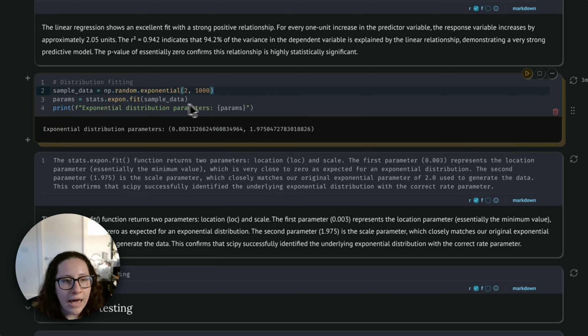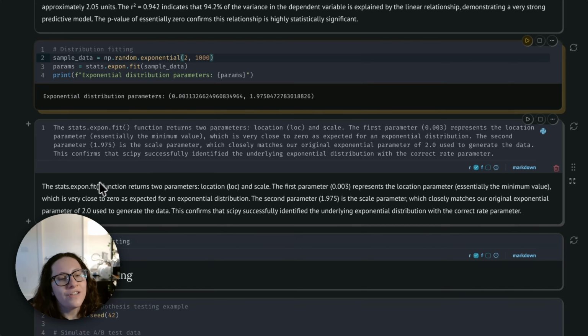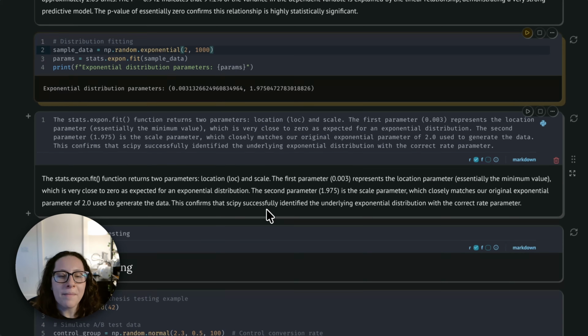If we try to do that, we get back some exponential distribution parameters, which are shown here. The stats exponential fit function is returning 2 parameters, location and scale. The first parameter represents the location parameter, essentially the minimum value of our data, which is very close to 0. The second parameter, 1.975, is the scale parameter lambda, which closely matches our original exponential parameter of 2 used to generate the data. So in this case, it's an input-and-output-should-match type of thing. Because we put this 2 in, we expect to get this lambda of 2 out, and we approximate that pretty decently here. This confirms that SciPy successfully identified the underlying exponential distribution with the correct rate parameters we would expect based on our inputs.